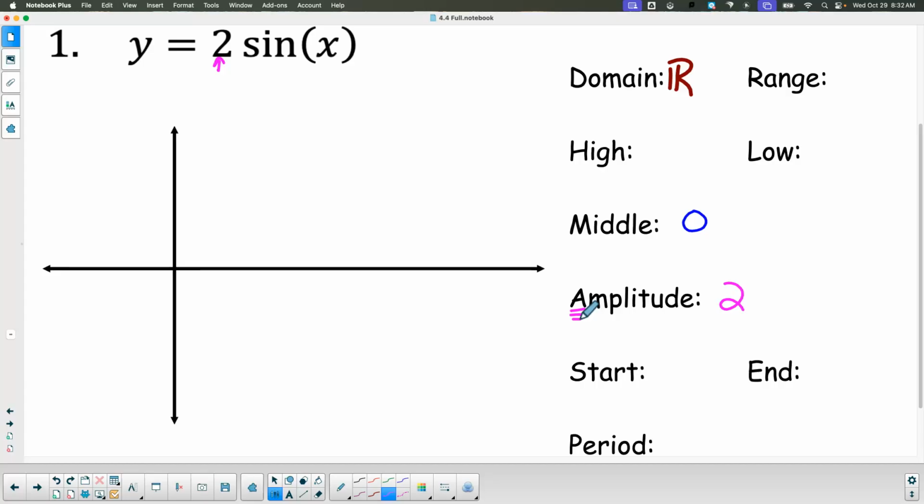Which means that's the distance from the middle to the high. So where's my high? 2. Distance middle to the low. Where's my low? -2. I'm still going to start at 0. I'm still going to end at 2 pi, which means my period is 2 pi, because we haven't gotten to tomorrow yet.